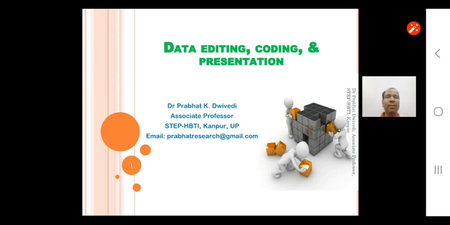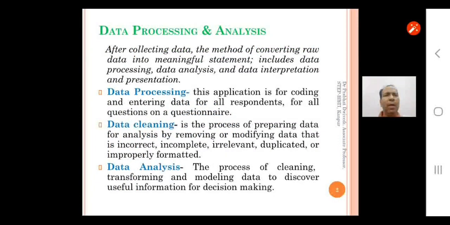Learners, we all understand that data collection doesn't end our task. In fact, this is the beginning. After the data collection, what we need to do is data editing, coding and data presentation so as to analyze the data, so as to get the results of the study. So let's understand the basic terminology related to this.